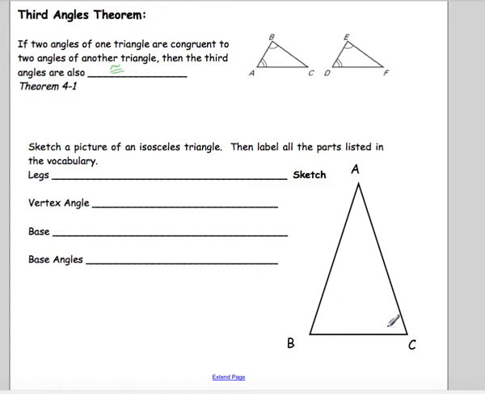Then it said sketch a picture of an isosceles triangle. I've already sketched a picture here. Then label all the parts listed in the vocabulary here. So we have our sketch here labeled ABC. If we're going to say that this is an isosceles triangle, we should mark these sides congruent. In an isosceles triangle, these angles would be congruent. These sides are called the legs. So we've got a leg there and a leg here. And the top angle is called the vertex angle.